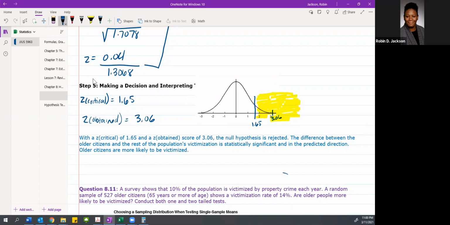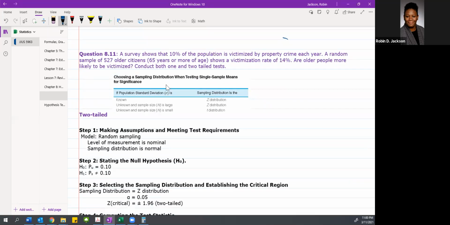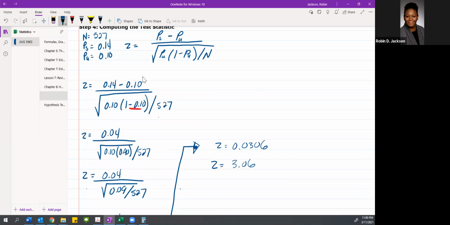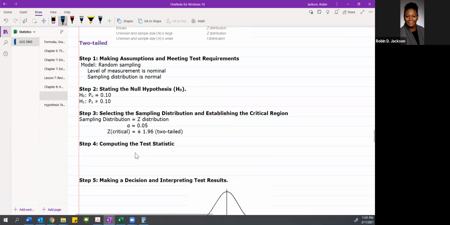Older citizens are more likely to be victimized, okay? Simple statement. You've given the information that needs to be given. You've indicated that they are more likely to be victimized, and so on. Now, this is the question that I was telling you about. All of these calculations right here, we literally could take those and put them down here for step 4, okay?